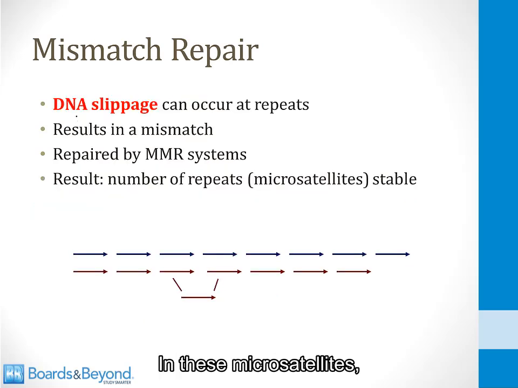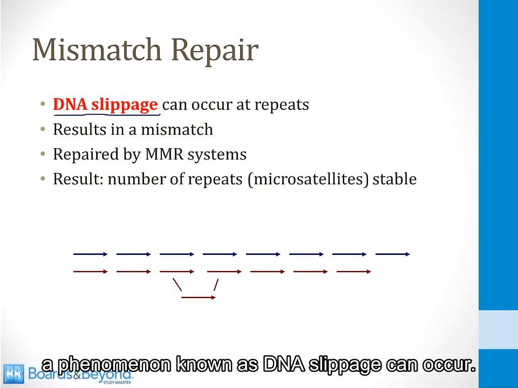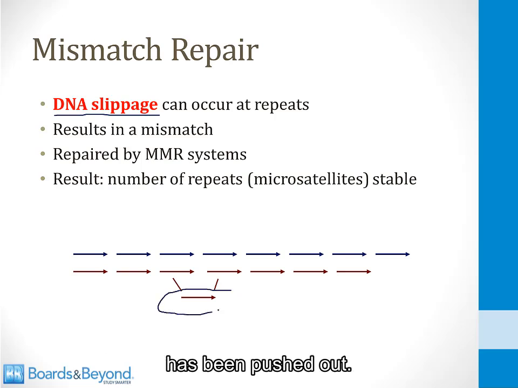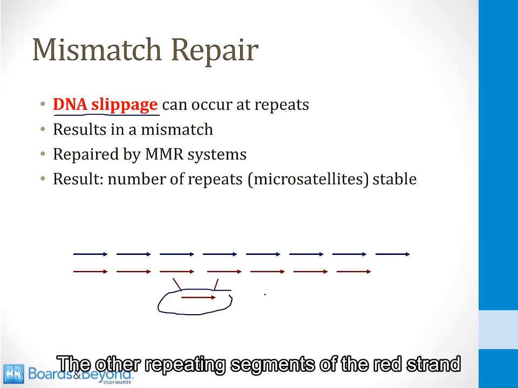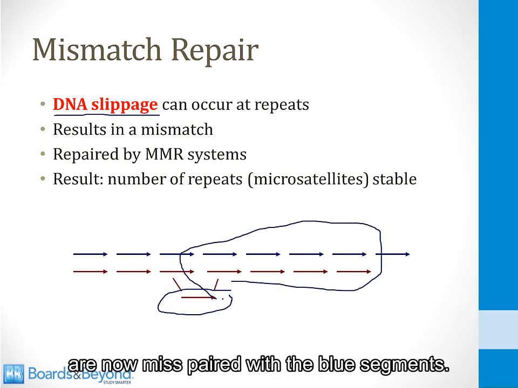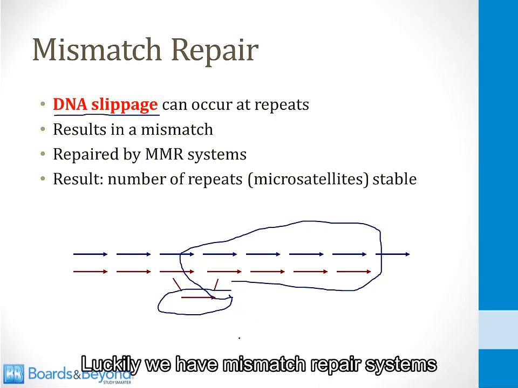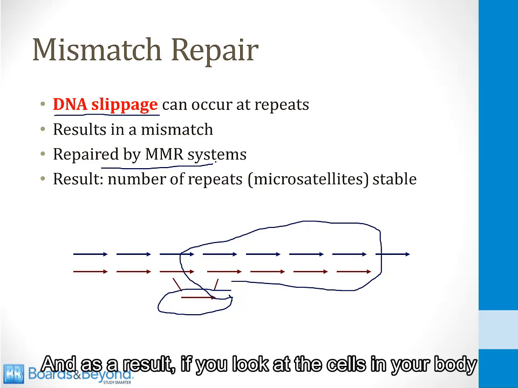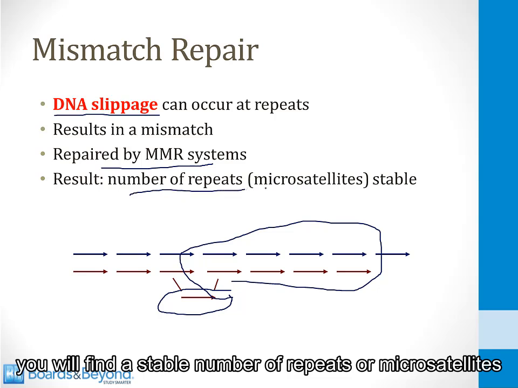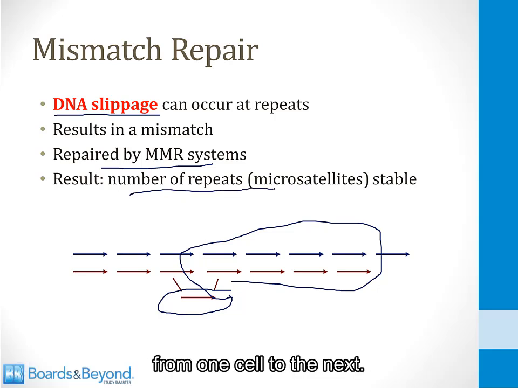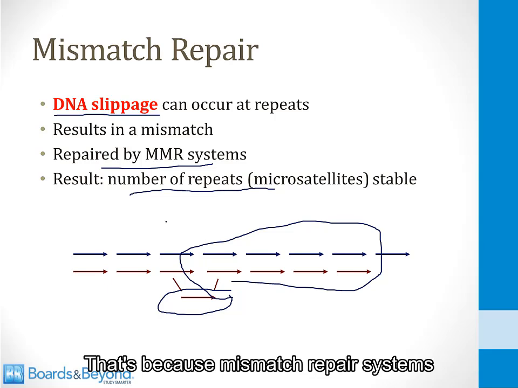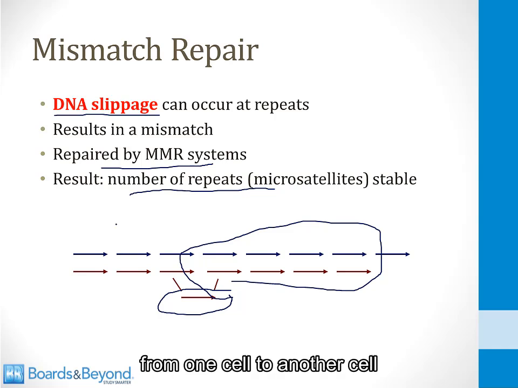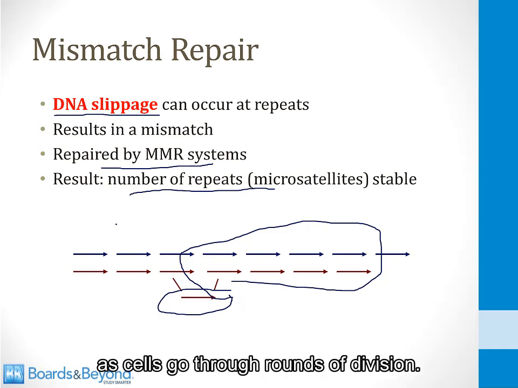In these microsatellites, a phenomenon known as DNA slippage can occur. If you look at the bottom of the screen, as I've shown, one of the repeating segments in the red strand has been pushed out. The other repeating segments of the red strand are now mispaired with the blue segments. This is called a mismatch. Luckily, we have mismatch repair systems which can fix this kind of error. And as a result, if you look at the cells in your body, you will find a stable number of repeats or microsatellites from one cell to the next. That's because mismatch repair systems are not allowing DNA slippage to modify the number of microsatellites from one cell to another cell as cells go through rounds of division.